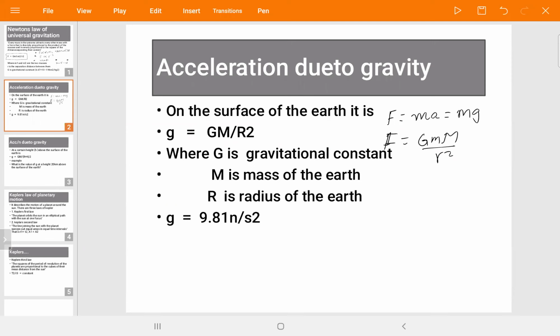Then from this, if it equals mass times g, and we cancel the small mass by the small mass, we are left with g equals capital M over r squared. Assume we are considering a body near the surface of the Earth. Then the two bodies are the mass of the Earth and the body which is placed near the surface of the Earth.